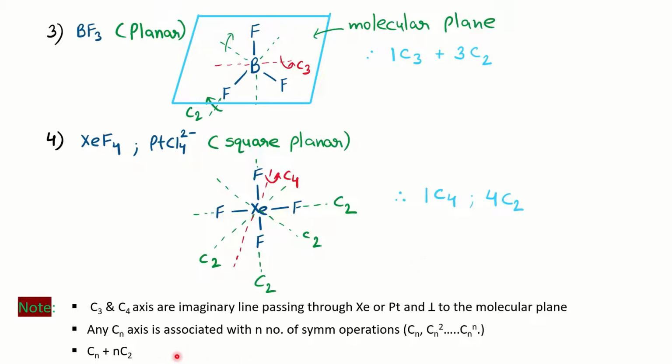So you make a note, and this will be a trick also to find out how many C2 will be there. You can make a note also that all the planar molecules possess the n C2 axes of rotation along with the Cn axis of rotation.